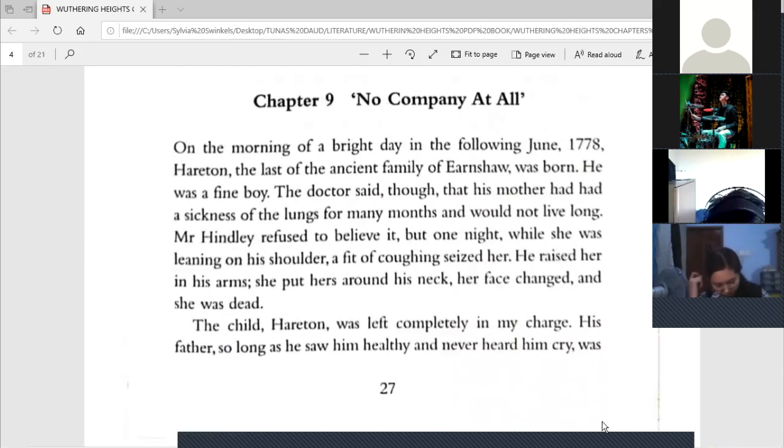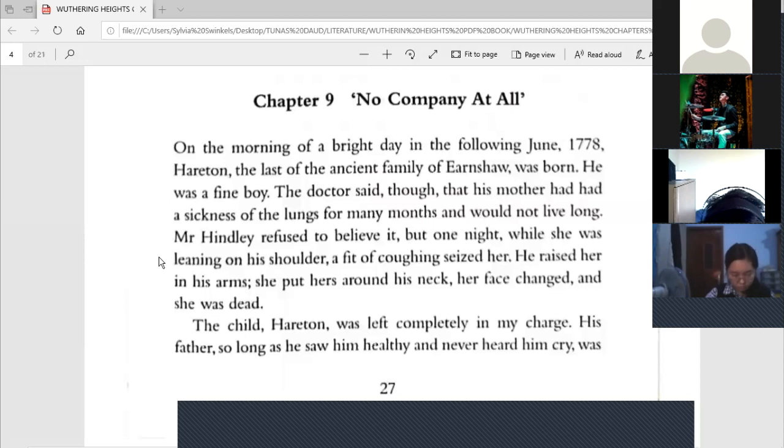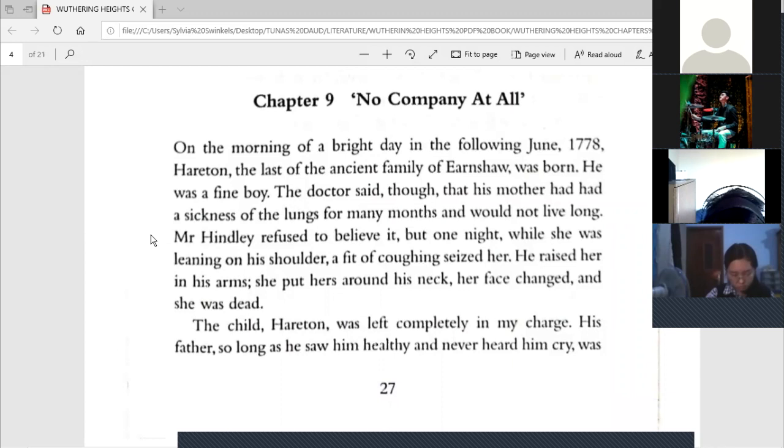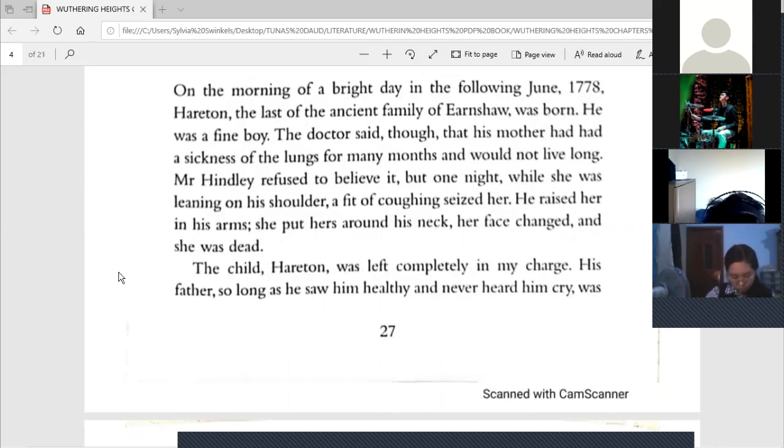Okay, that brings us to the last one of the second chapter, which is No Company at All. On the morning of a bright day in the following June 1778, Hareton, the last of the ancient family of Earnshaw, was born. He was a fine boy, though the doctor said his mother had had a sickness of the lungs for many months and would not live long. Mr. Hindley refused to believe it, but one night, while she was leaning on his shoulder, a fit of coughing seized her. He raised her in his arms. She put her arm around his neck. Her face changed, and she was dead.